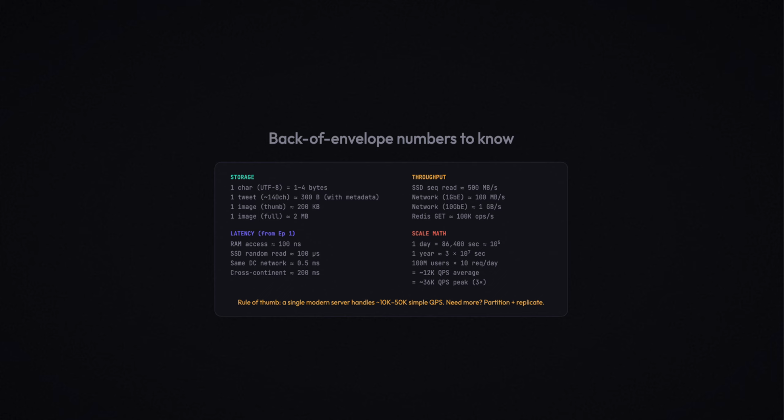And for scale math, a day is about 86,000 seconds, roughly 10 to the fifth. 100 million users making 10 requests per day is about 12,000 queries per second average, 36,000 at peak. Rule of thumb: a single modern server handles 10,000 to 50,000 simple queries per second. Need more? Partition and replicate.